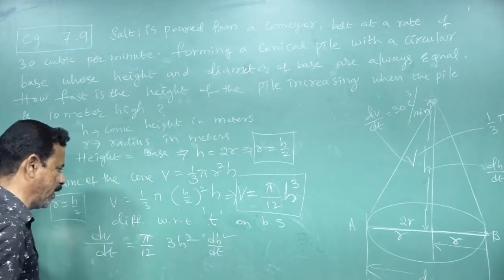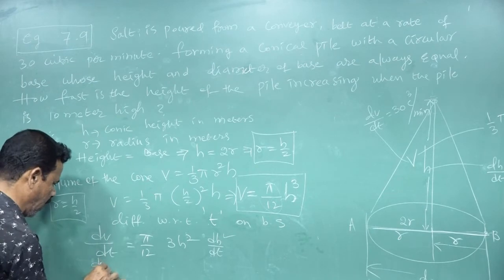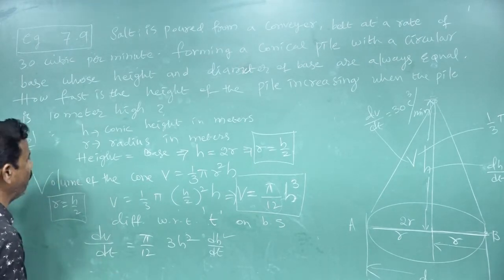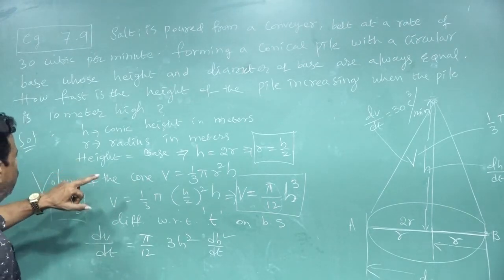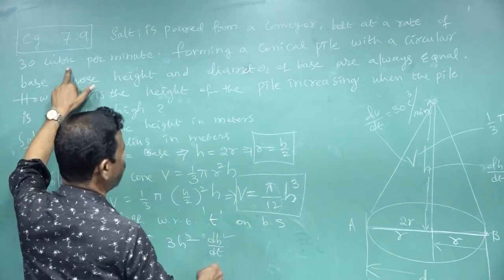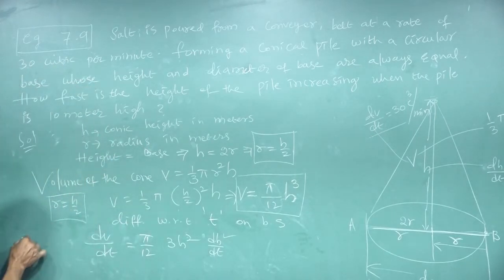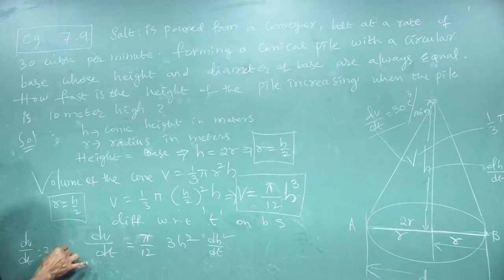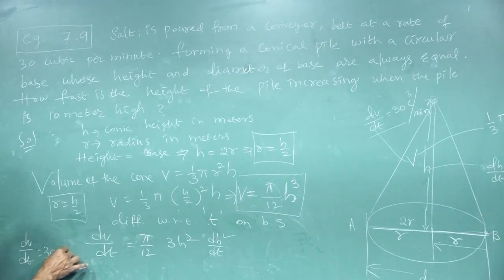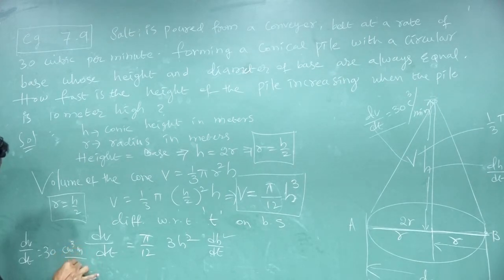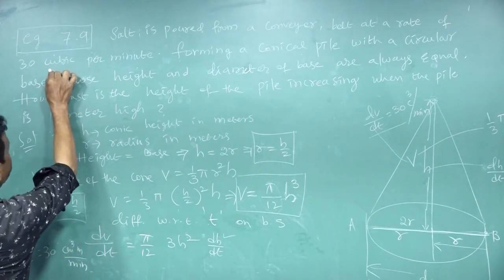This value we calculated. So dV by dt, how much? dV by dt is 30 cubic meters per minute, given. Here I mentioned dV by dt is equal to 30 cubic meters per minute.